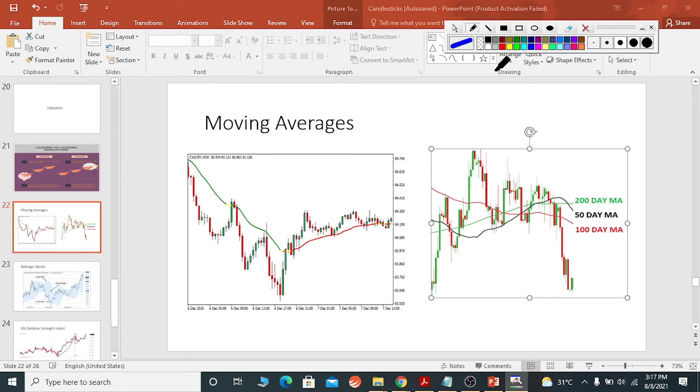Okay, so let's say this is the 200-day moving average, and this is your 50-day. Let's say the price is going like this, and your 50-day moving average could be something like this. Wait a second, it's not clear.